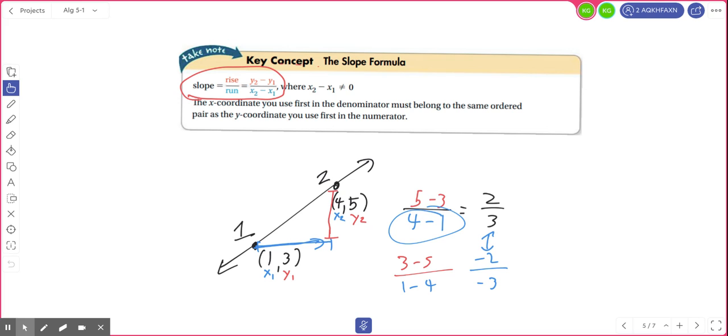So my order isn't actually that important. It is important that 1 and 3 go together. So 1 and 3 go together, whether they're first or second, they go together. And 5 and 4 go together. And you can put them in either order, but you have to keep the points. If point 2 is going first, then it has to go first on the top and the bottom, and vice versa.